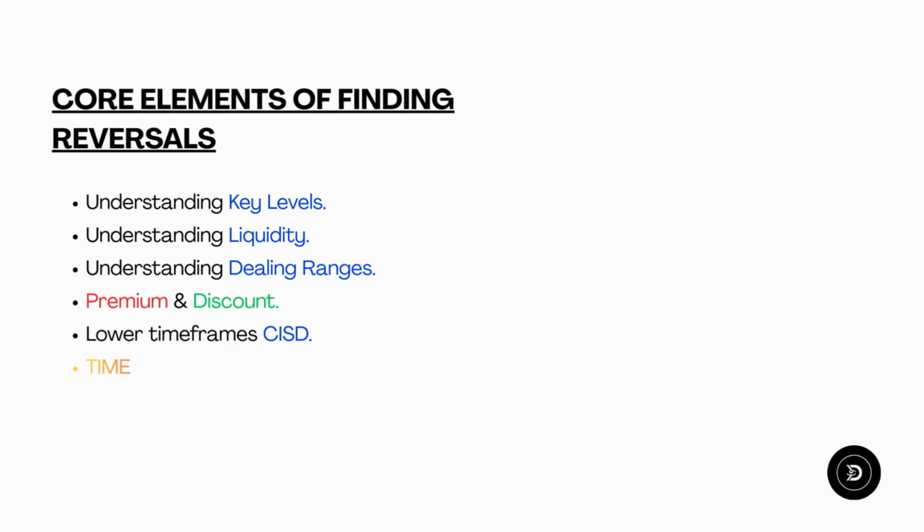So the first thing you want to understand there is key levels. Then you want to understand liquidity. You want to understand what daily ranges are. You also want to understand what a premium and a discount level is. Then you also want to understand what a lower time frame change in the state of delivery, CISD, is all about. You want to understand the most crucial of them all, which is time. Time, when to and when not to. Okay, it's not just about when to, but also when not to.